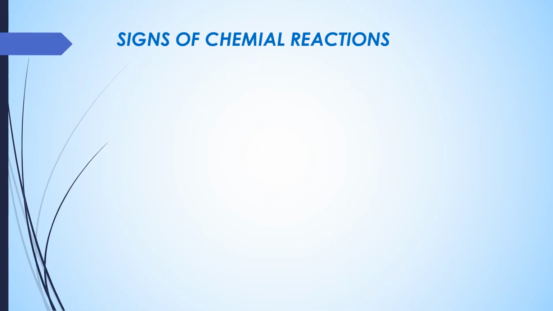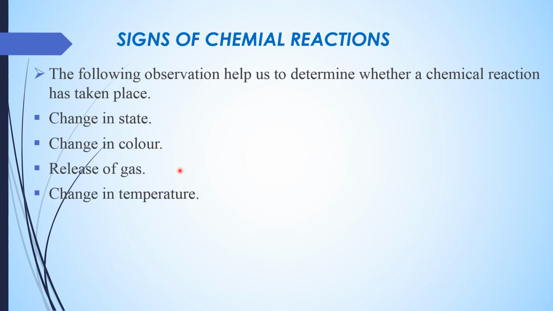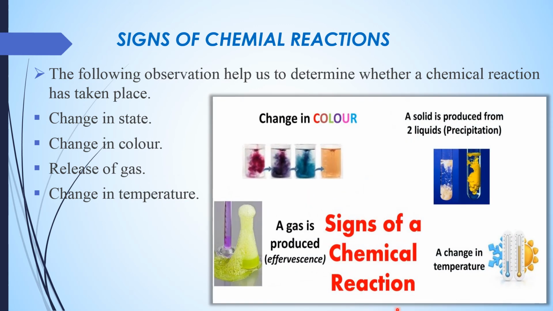After observing the three activities in the previous slides, you should have understood that there are certain observations which help us to determine whether a chemical reaction has taken place or not. Here are the following observations or signs which help us determine whether a chemical reaction has taken place. They are change in state, change in color, release of gas, change in temperature. So these are the signs of chemical reaction.